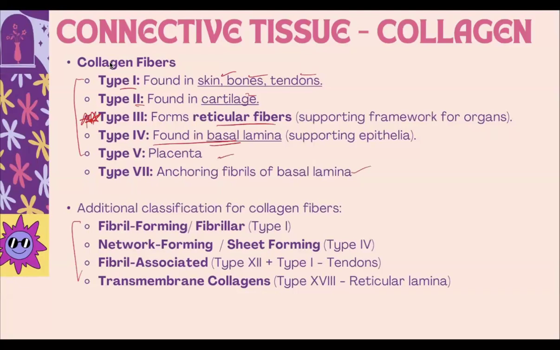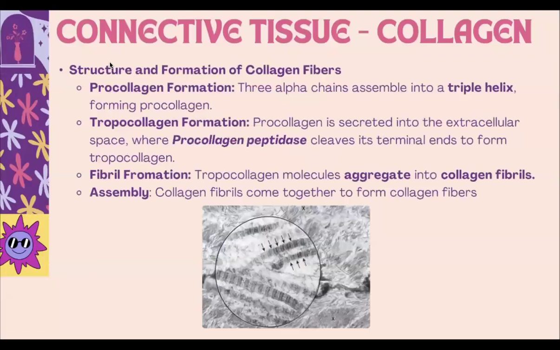Then you can also name them according to their function. So fibril forming or fibrillar, that's type 1, as the name suggests. Then you have network forming or sheet forming. They form a sheet of things. So that's type 4, also found in basal lamina. Then you have fibril associated. So that's type 12 and type 1, and these are the ones you see in tendons. And then lastly, you have transmembrane collagens, which are found in type 18, important for the reticular lamina, which is what we saw in the basement membrane, the 2 layers of it. So yeah, these are the types of collagens that we have.